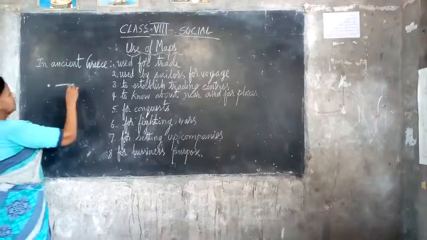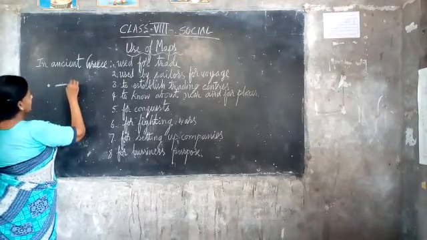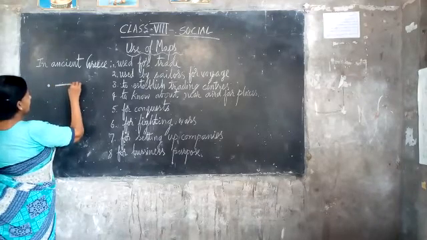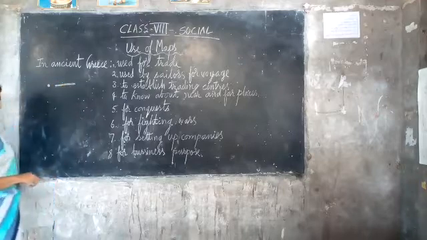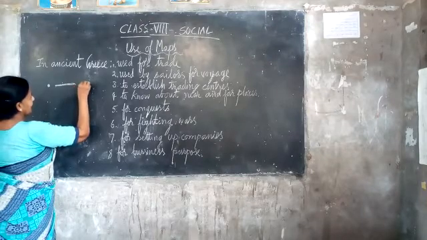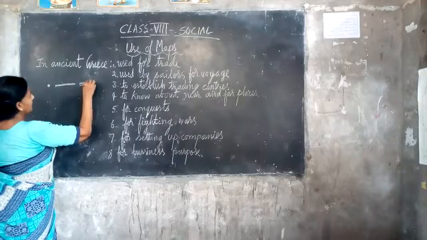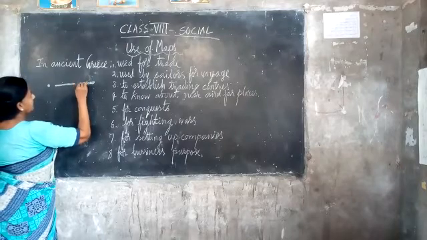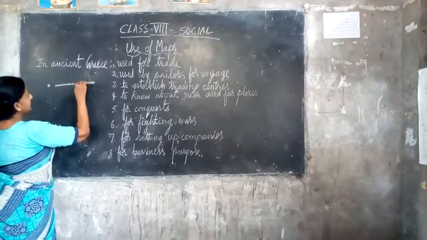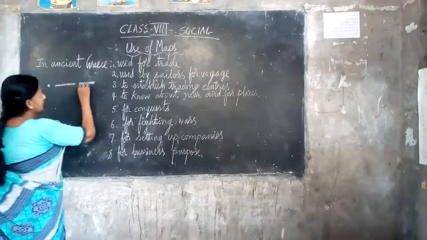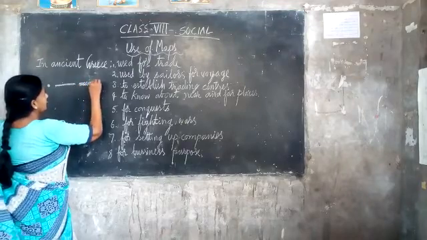And if we want to know the way to a particular place, there will be a symbol which is in zigzag like this. It's called a track. What do you mean by track? The road. The road to a particular place.